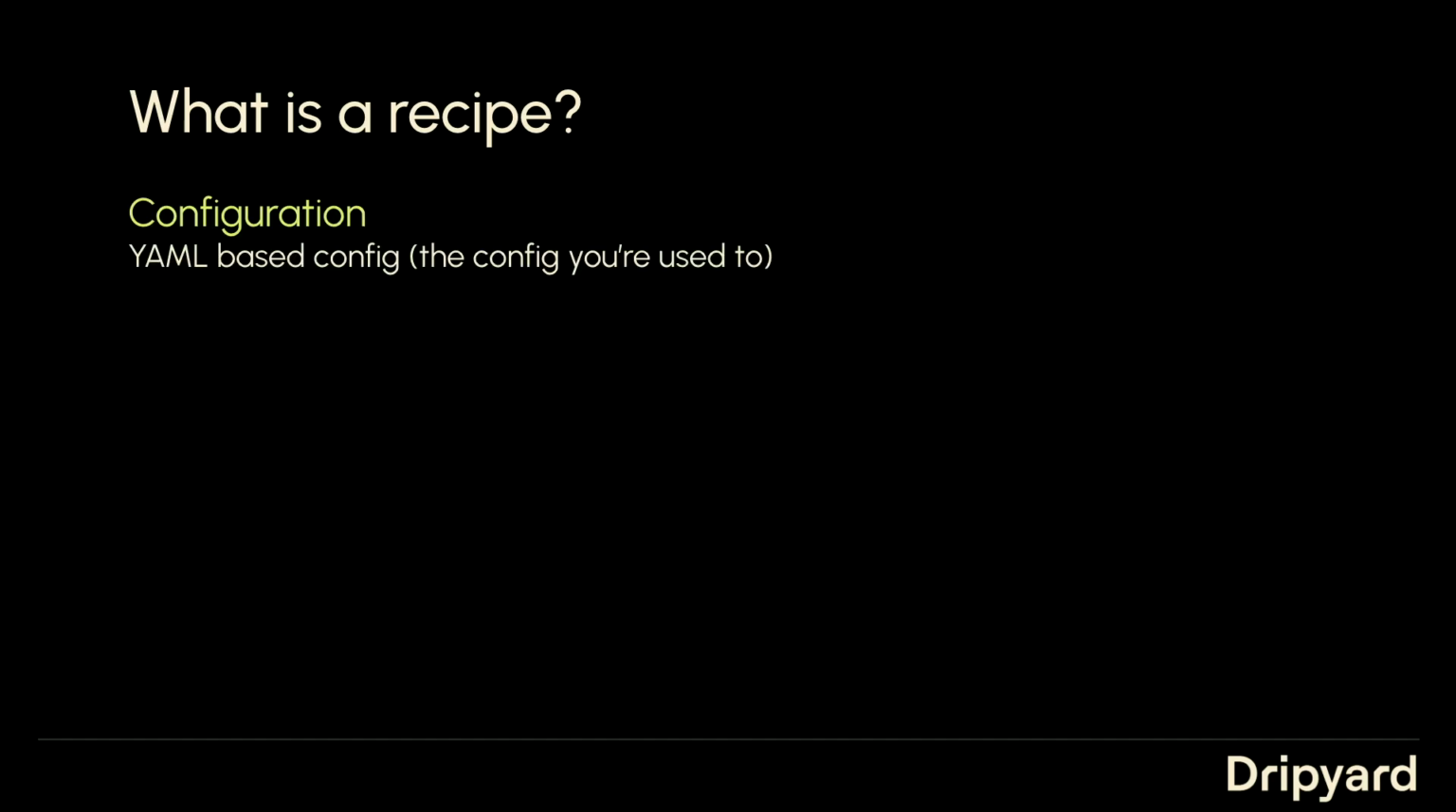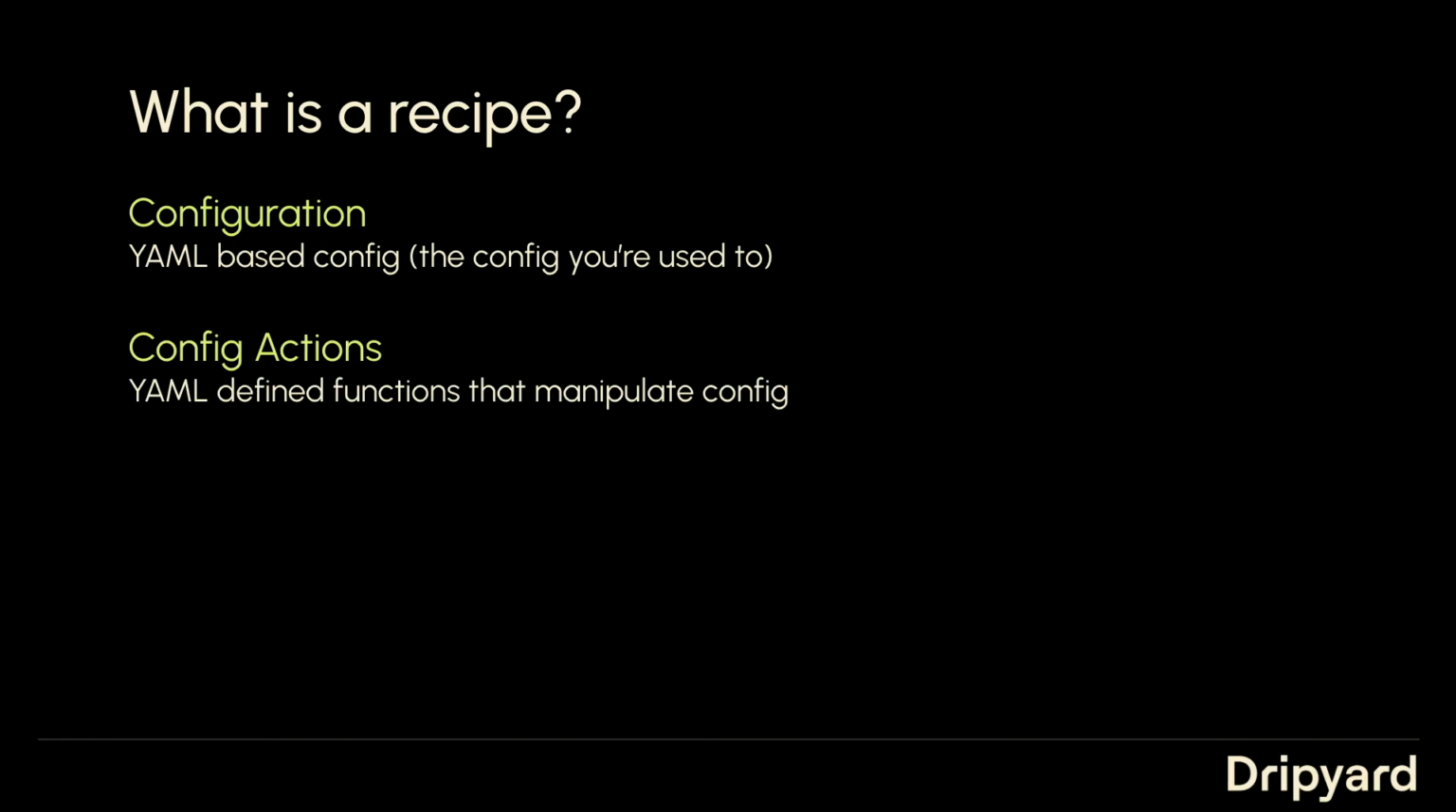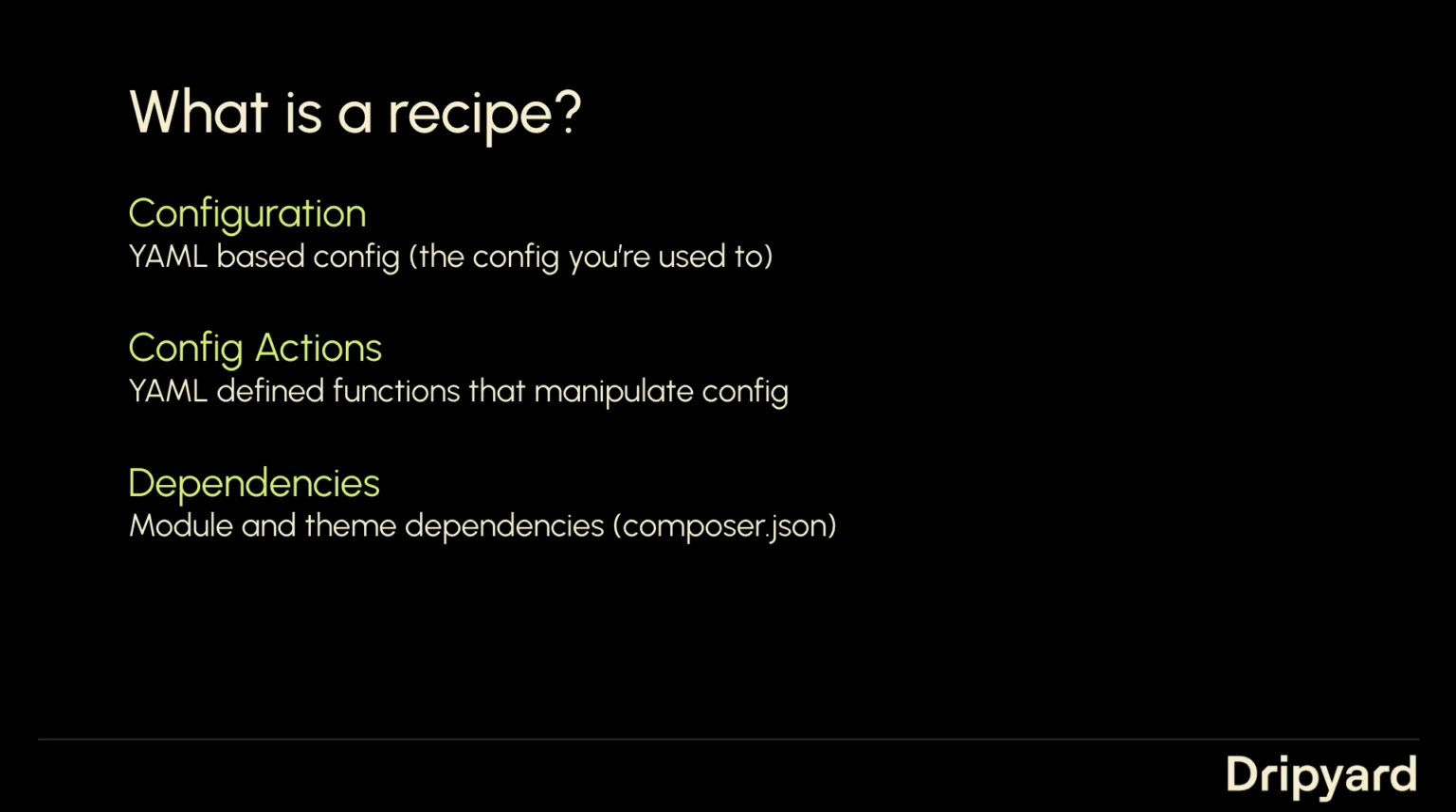All right, so what is a recipe? So a recipe really is like your config management directory, but it's a smaller subset of config that's specific to what you want in that recipe. In addition to those config files, there's config actions, which now allow you to manipulate the configuration of the site. So if there's something that's already installed and you want to change the configuration of it, you can use a config action to do so. You can have dependencies in a recipe, so basically a composer.json file that ships with your recipe that says these things need to be available when applying the recipe.